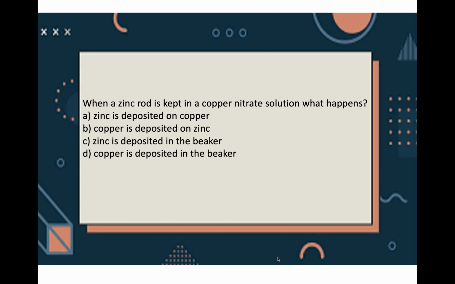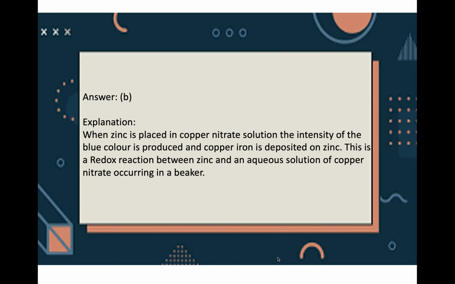Next question: when a zinc rod is kept in a copper nitrate solution, what will happen? Option A, zinc is deposited on copper. Option B, copper is deposited on zinc. C, zinc is deposited in the beaker, or D, copper is deposited in the beaker. The correct option is B, copper is deposited on zinc. When you keep zinc in copper nitrate solution, the copper ion is deposited on the zinc. So here a redox reaction between the zinc and aqueous copper solution is occurring in the beaker.